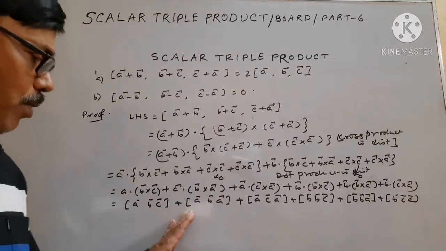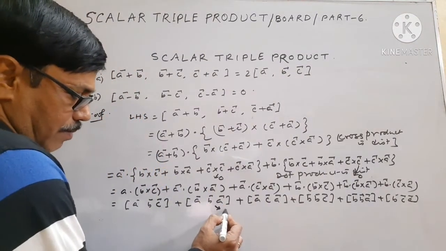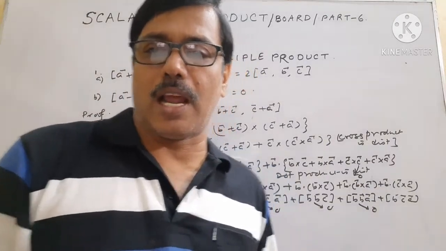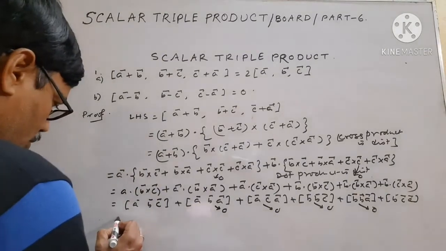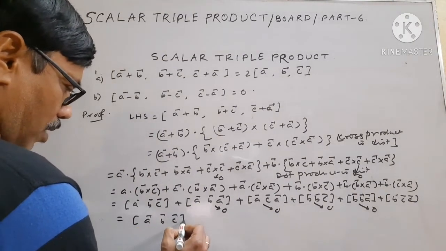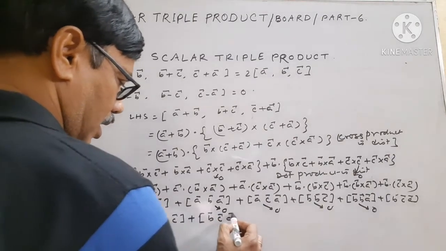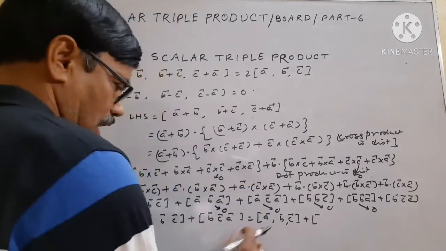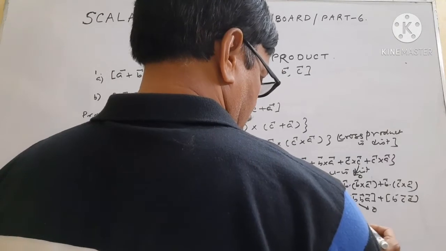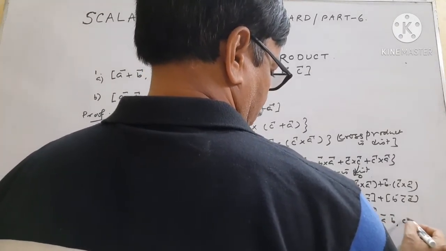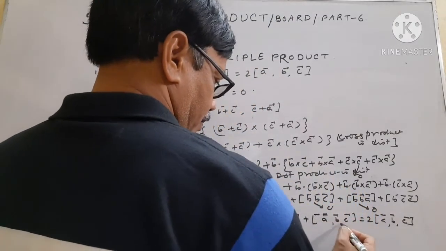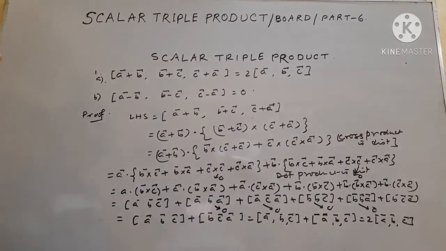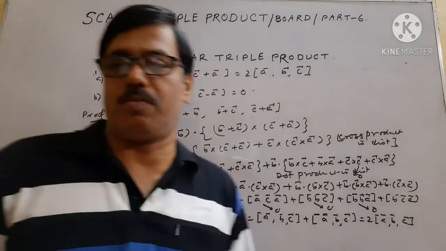Now, from the property we know, two vectors in the box product are the same, so these are 0. You write: two vectors in the box product are alike, therefore the value is 0. So ABC plus BCA. Now you know the box product remains unchanged if permuted in cyclic order. So BCA is again ABC. So twice box ABC. So box A plus B, B plus C, C plus A is twice box ABC. This is the most important property.